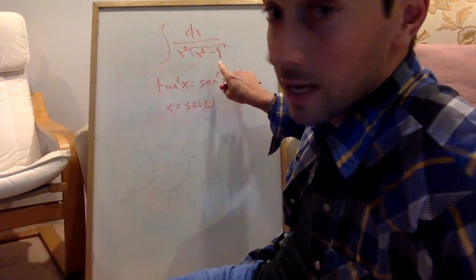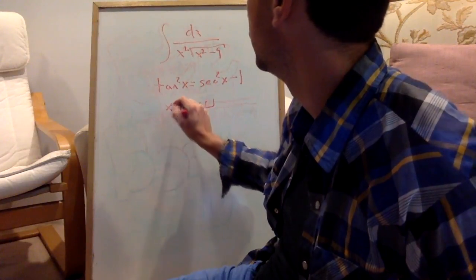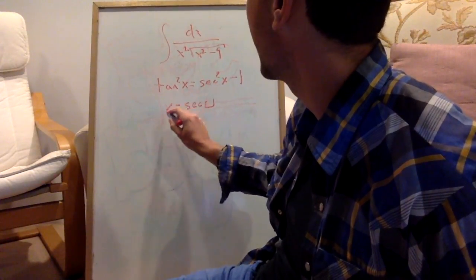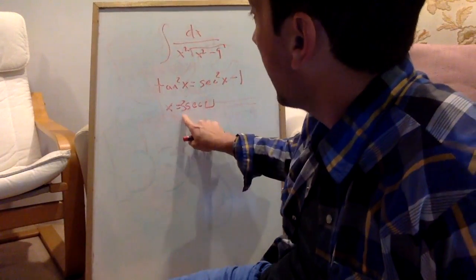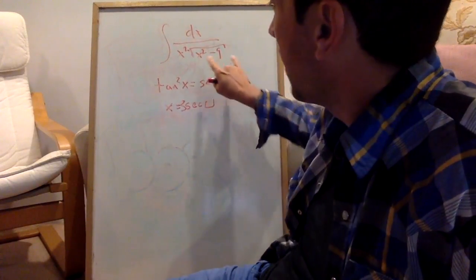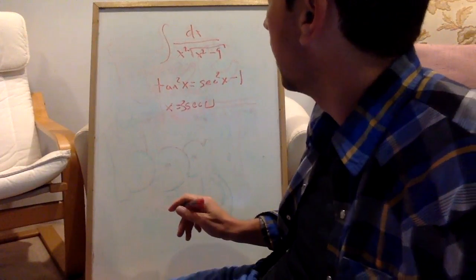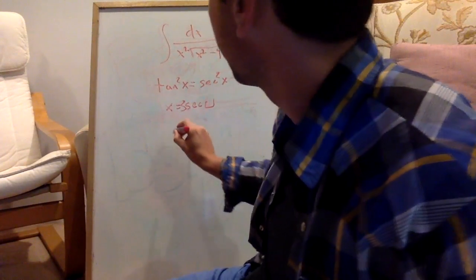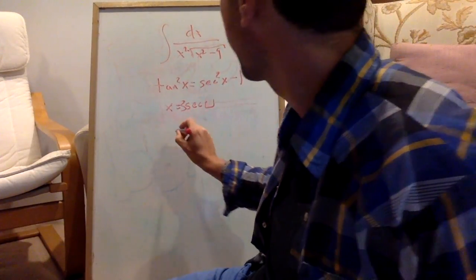However, because there's a 9 here, I don't just choose x equals secant u. Sorry, x is 3 secant u. So what's going to happen is I square it, so that's going to be 9 secant squared u, and then I'll be able to factor out a 9. So let me do that. Wherever I see x, I do 3 secant u.